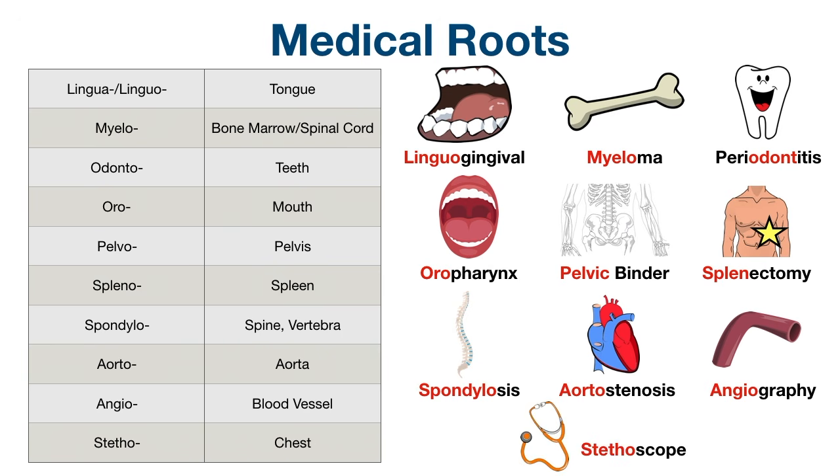Finally, we have stetho, which refers to chest. The simple example is stethoscope, which is the instrument used primarily to listen to the chest, especially the heart and lungs.